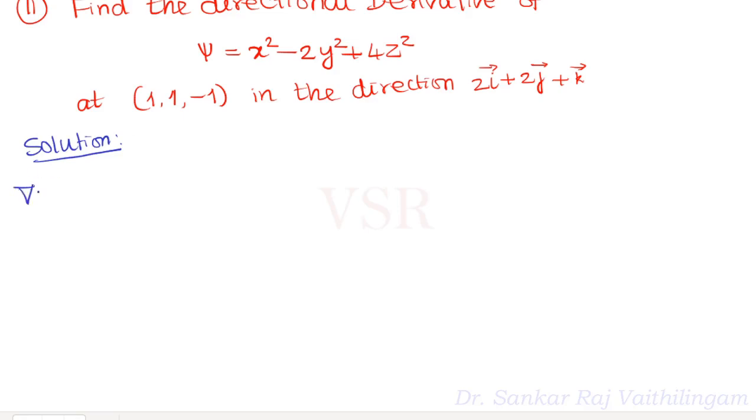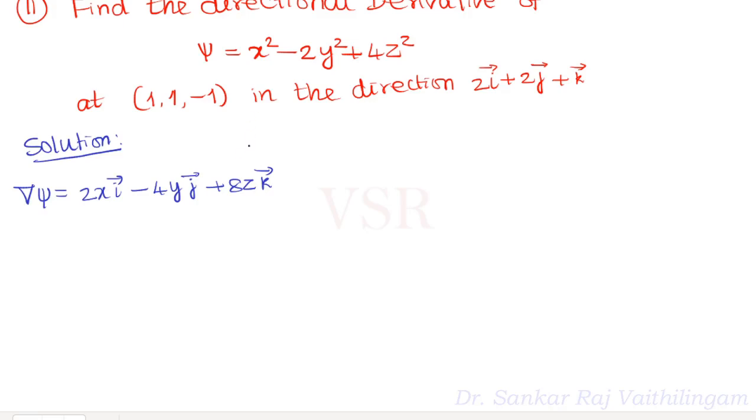del psi. அப்போ இங்கே எக்ஸை பொறுத்து டிஃபரன்ஷியேட் பண்ணுவோம். ஸோ திஸ் இஸ் 2xi வெக்டார். ஒய்யை பொறுத்து டிஃபரன்ஷியேட் பண்ணுறேன், minus 4yj வெக்டார். கரெக்டா? இஸ் இட் ஓகே? அப்புறம் இசட்டை பொறுத்து டிஃபரன்ஷியேட் பண்ணும்போது பிளஸ் 8z into k வெக்டார். வேறு எங்கேயுமே x y z இல்லை.